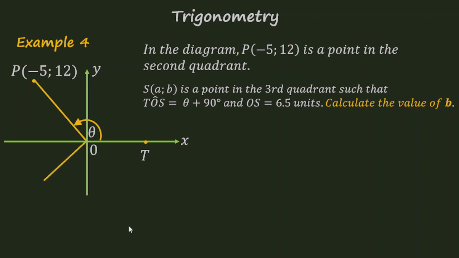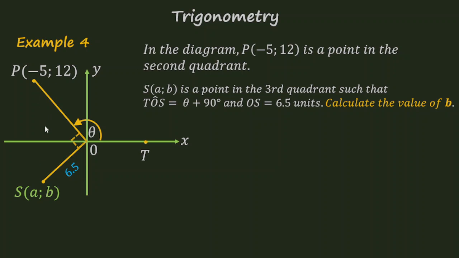Here is our point S. The point S sits some 6.5 units away from the origin. It's given by a and b, and it makes an angle of 90 degrees plus theta, or theta plus 90 degrees. Remember, from here to P, we have theta, then we add 90 degrees to arrive at S.